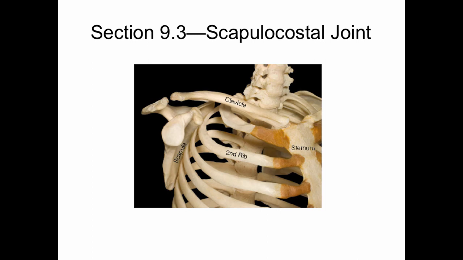This is the scapulocostal joint. Another name for this joint is the scapulothoracic joint. The scapulocostal joint involves the anterior surface of the scapula and the posterior lateral surface of the rib cage.